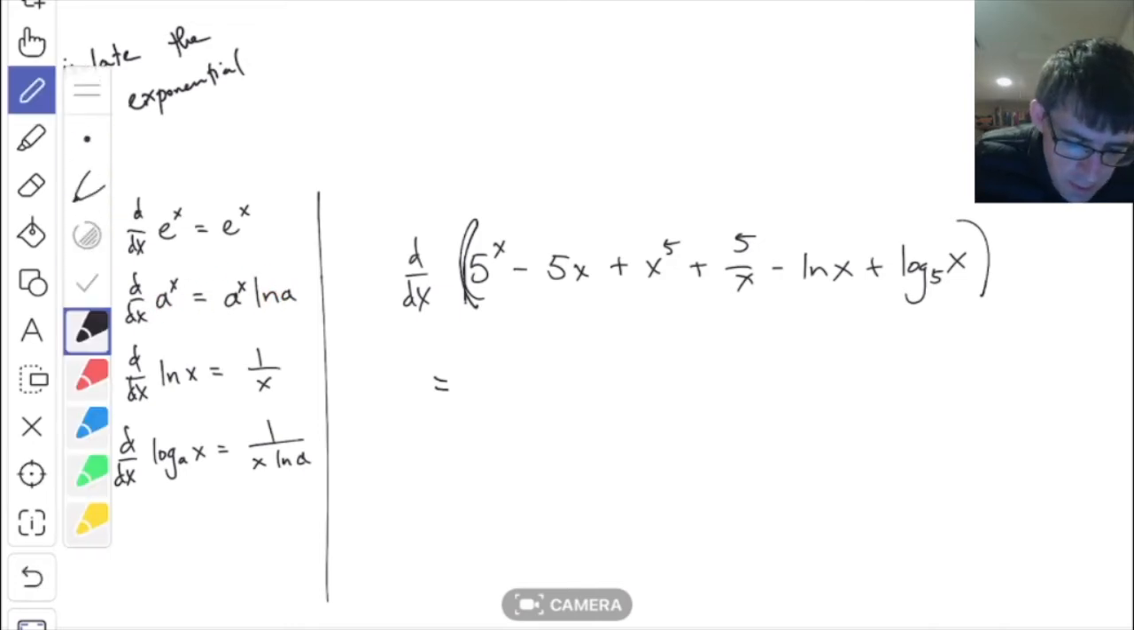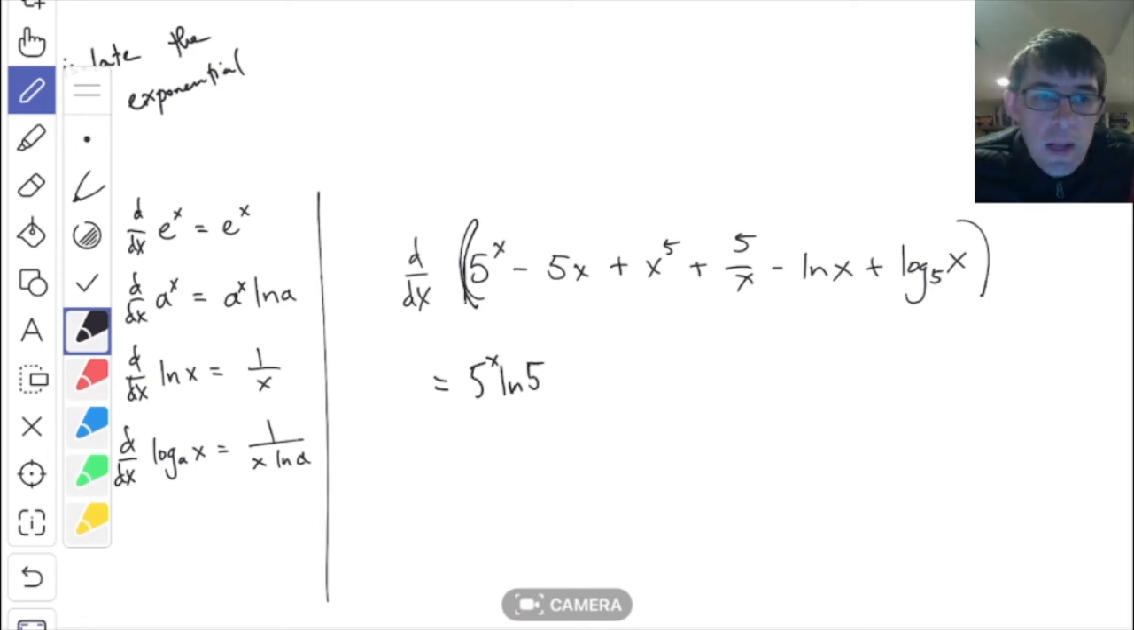Just plug in directly. You get 5 to the x, ln of, what? I wrote ln of a. It's ln of 5. I'm using the formula where a is 5. All right. Okay, that's what 5 to the x.